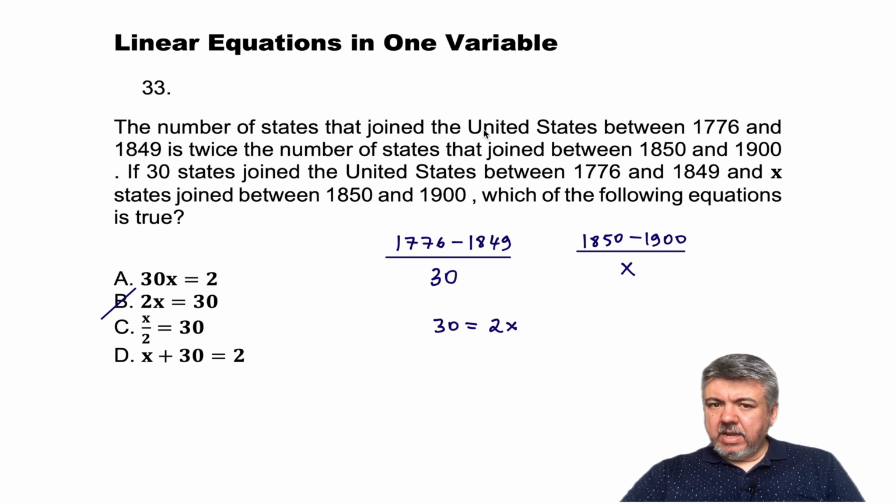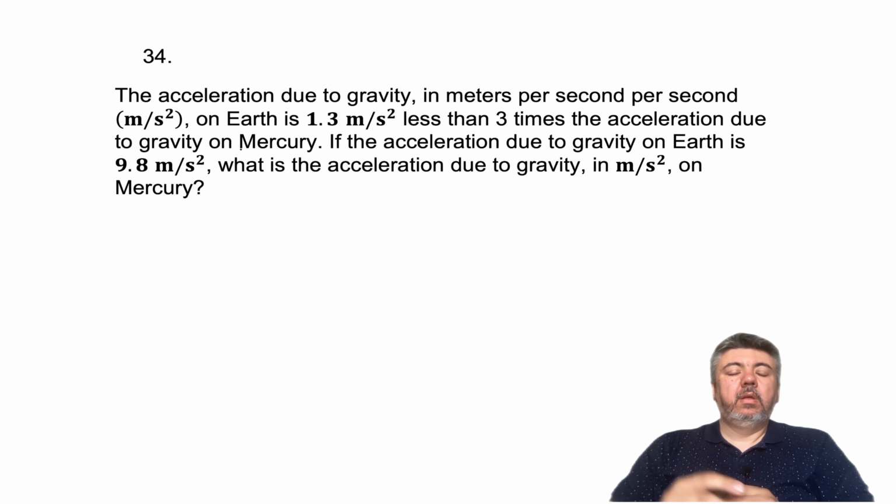The number of states that joined the United States is twice the number of states that joined. Yeah, that's correct. So here 30 and here x. 30 here is 2x. That's correct.